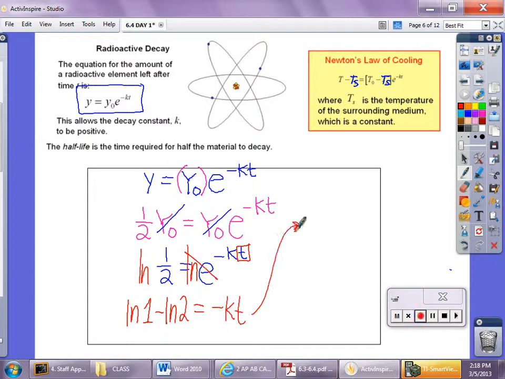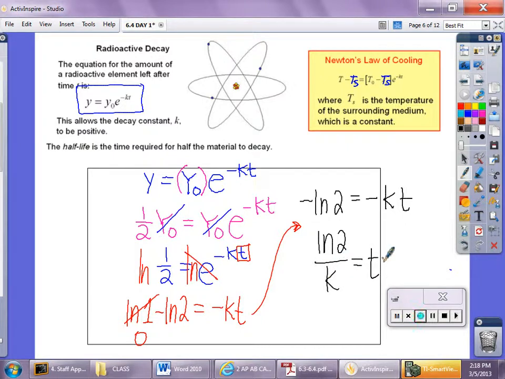Now let's come over here. Ln of 1 is the same as 0. So we get negative ln of 2 is equal to negative kt, divide by negative k, and we end up with ln of 2 over k is equal to t. What I want you to notice is we didn't know anything. We knew that you have something with a half-life, and you have the half-life formula sitting there. So what I want you to notice is it doesn't matter how much material you start with, so how many grams or how many particles you start with, your half-life completely depends upon your constant k. That's what you need to know to figure out a half-life.